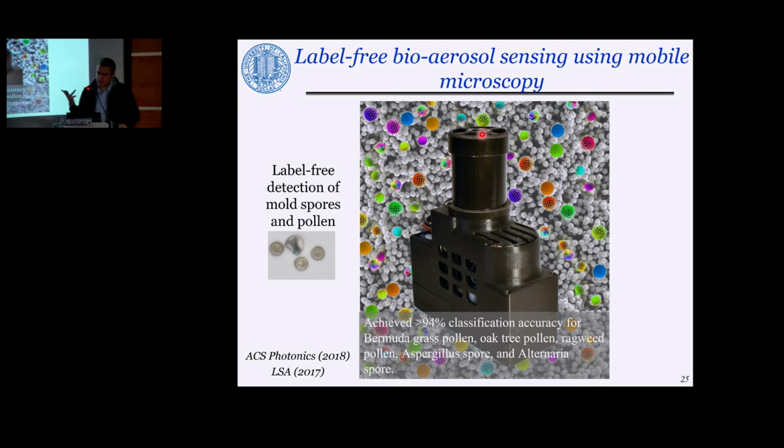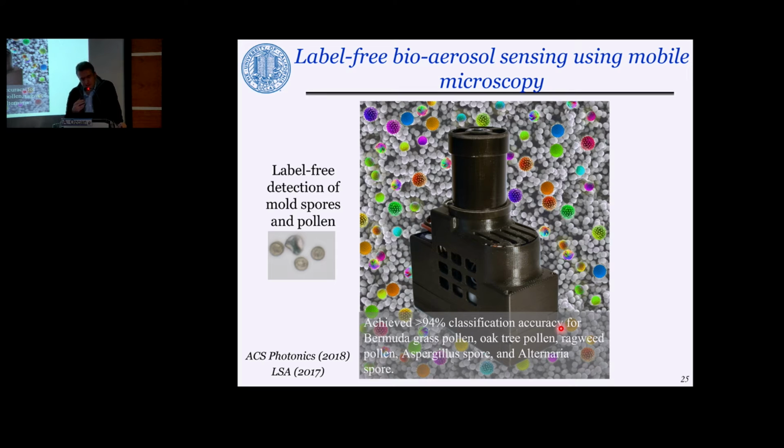So within just a minute, it takes 13 liters of air and deposits it on a transparent substrate for us to understand, before and after we suck that air, how the number of particles on the substrate changes. That's going to reveal what we are sensing, the particulate matter in air or other types of bioaerosols. We've shown that we can achieve more than 94% classification accuracy for classifying different types of pollen and different kinds of mold spores with this kind of technology.